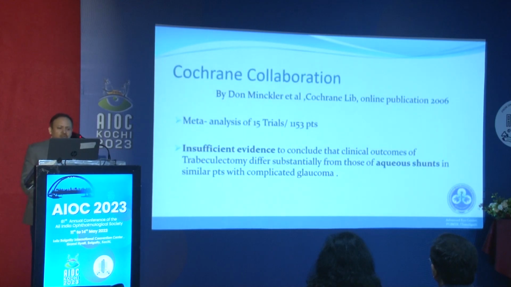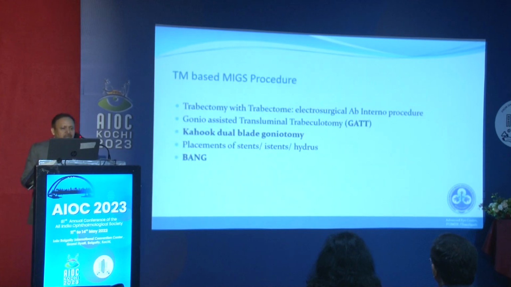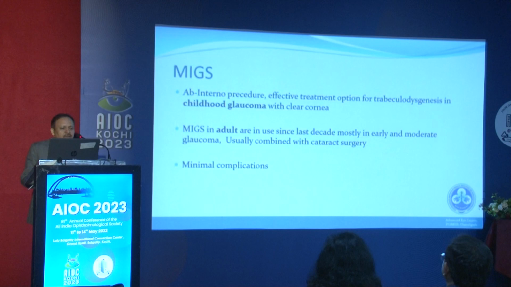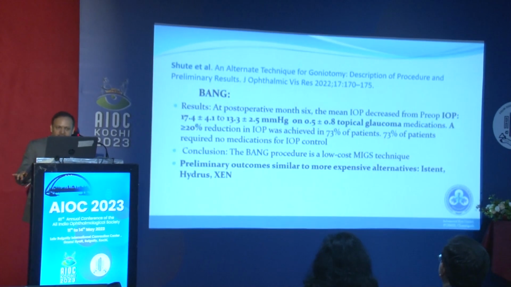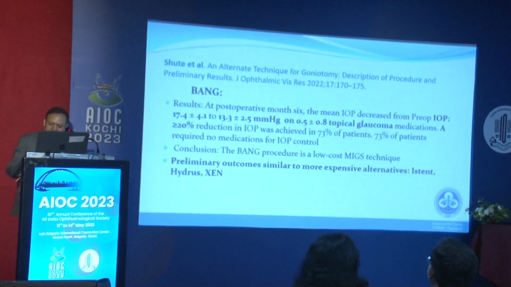This Cochrane analysis shows that there is insufficient evidence to say whether trab or the drainage devices are better. TM-based mixed procedures which we usually perform are trabectomy, GAT, KDB, and bang. Eye stents are usually costly, so usually not done here. Recently we have done bang in some patients standalone, and in combination with cataract surgery also, and usually we get a lowering of the pressure of around 20%, and also a decrease in the number of drugs.